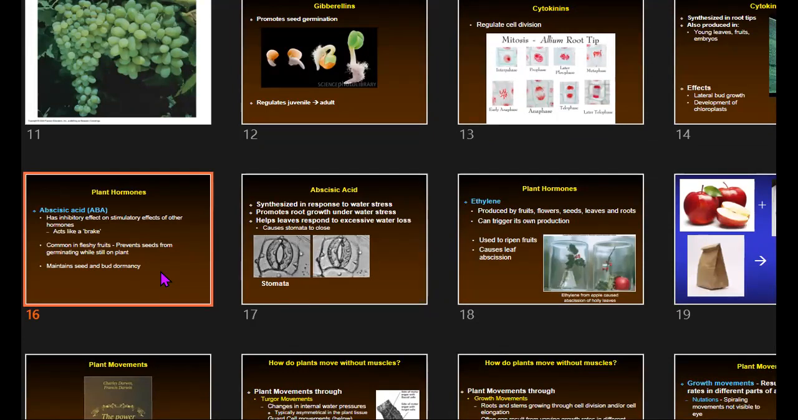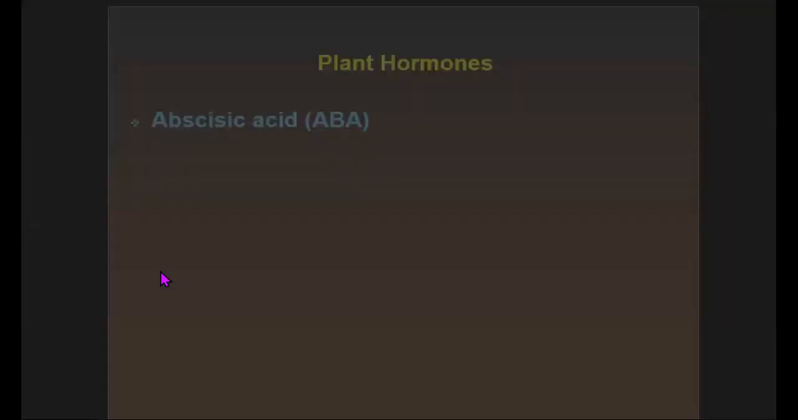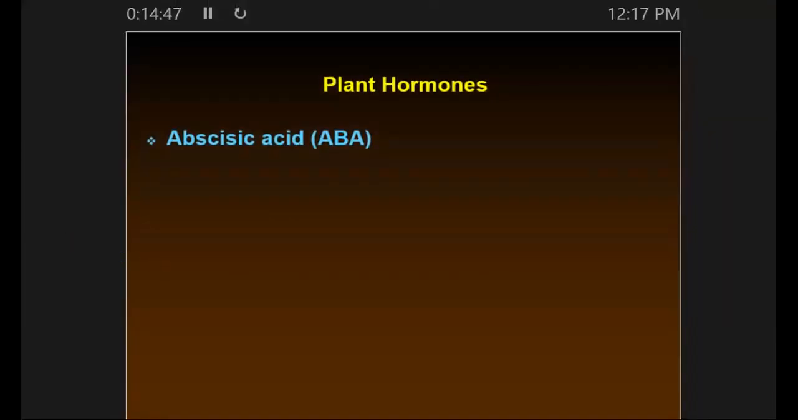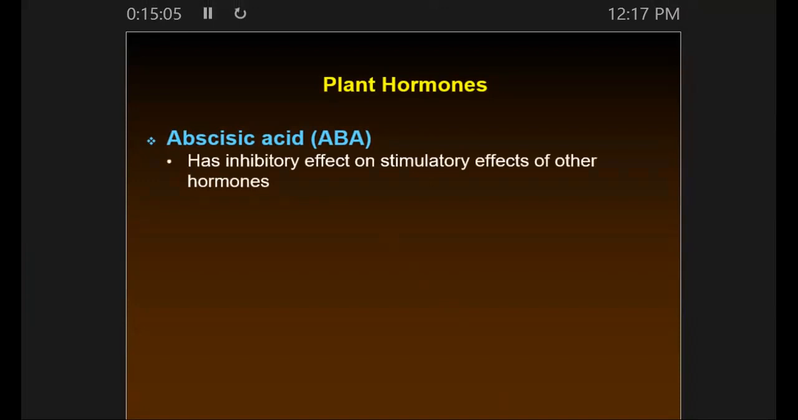Okay, another hormone that I wanted to mention is abscisic acid, and that's just one chemical. There's only one abscisic acid out there. We tend to think of this hormone as a brake instead of the gas pedal. It tends to have a lot of braking action, so it has an inhibitory effect on many other hormones. And then under the right conditions, it can, well, let me give you some examples here.